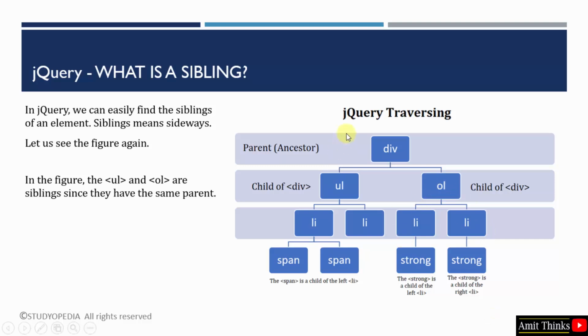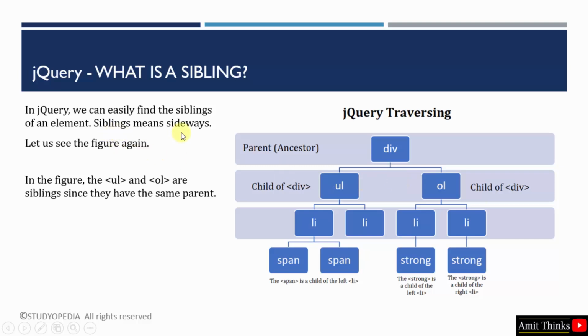Let's say we are taking the same figure. The div was having UL and OL as children. UL was further having LI as children, two LI. The left LI was having two span elements. So siblings are the following: LI and LI. Also both the span are siblings because they have the same parent. Here we were having two children, I told you. So UL and OL are siblings because they have the same parent div. Okay.